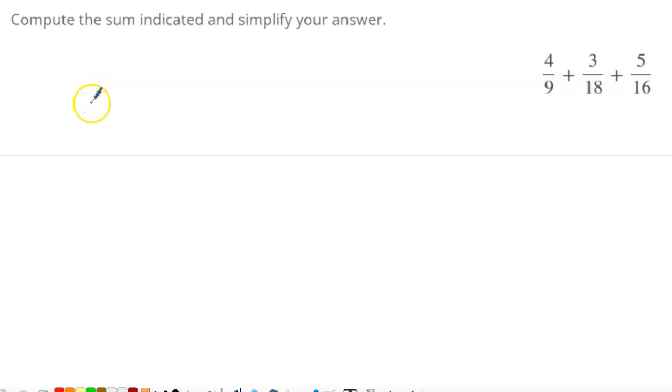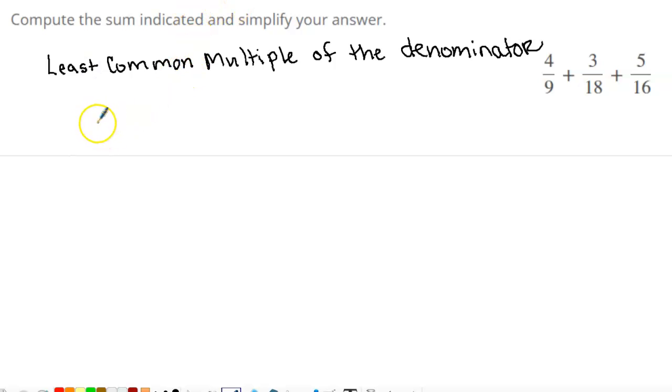First thing we need to do is to find the least common denominator, or the least common multiple of the denominators. So our denominators are 9, 18, and 16. What we have looked at in class is doing this using the ladder method, or what some teachers call the birthday cake method, because when you're done, it looks like an upside down birthday cake.